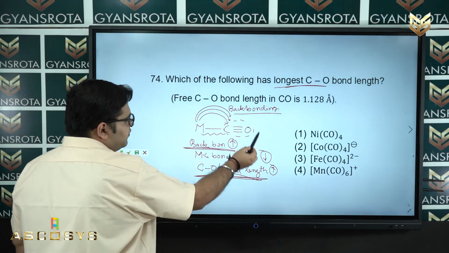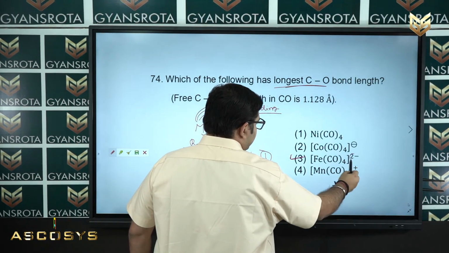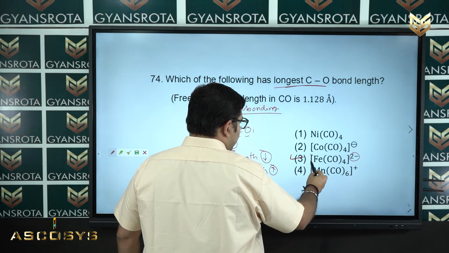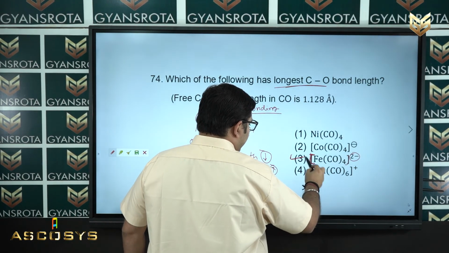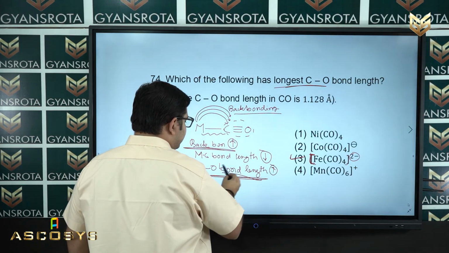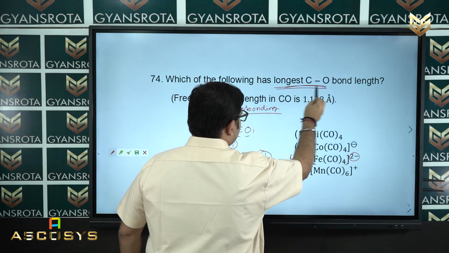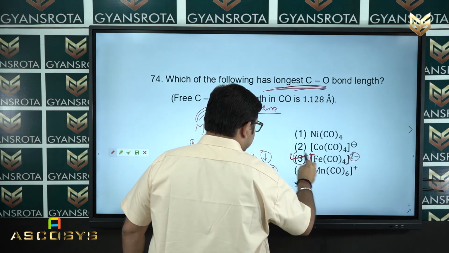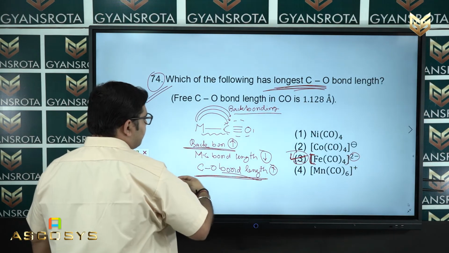Now if you see in the options, option number 3, because it has a 2 minus charge, so Fe2 minus will be there, and it has the highest back bonding tendency, iron. As a result, the back bonding tendency will be more. What happens? The MC bond length will decrease, but the CO bond length will increase. So here they ask about the longest CO bond length among the following. You see option number 3 is the correct answer of question number 74, and the reason is back bonding.